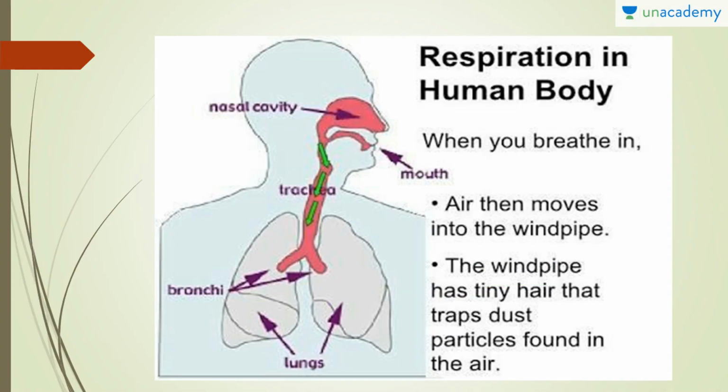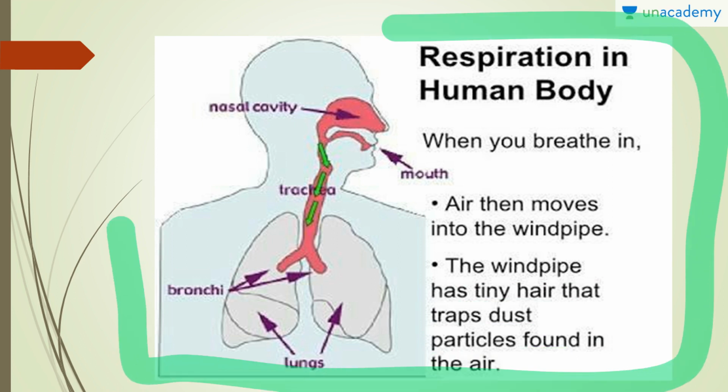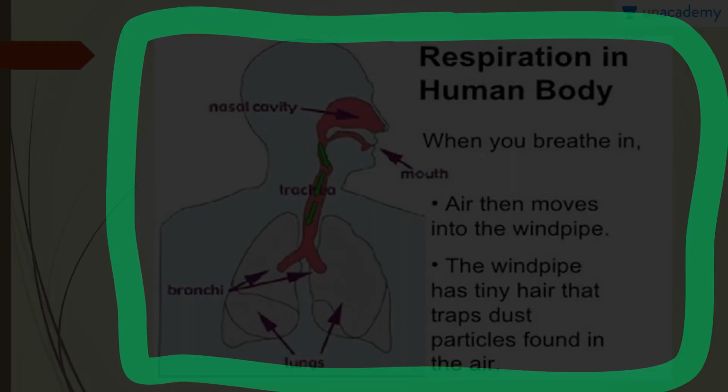And this is respiration in human beings. In a nutshell, when you breathe in via the mouth, this is the nasal cavity, this is the trachea, these are the bronchi, and these are the lungs. Air then moves into the windpipe. The windpipe has tiny hairs that trap dust particles found in the air. This is a nutshell of respiration in the human body. You can explain it in a nutshell via this diagram.